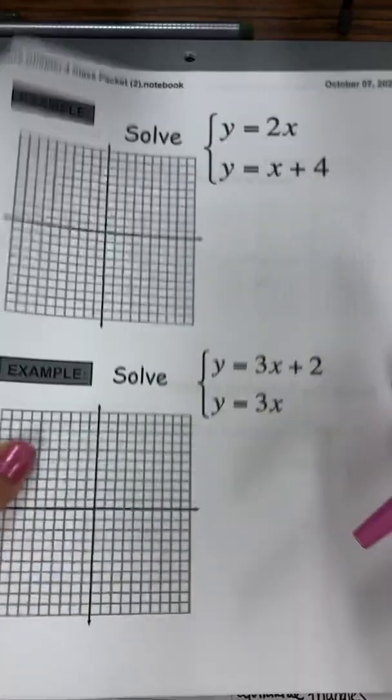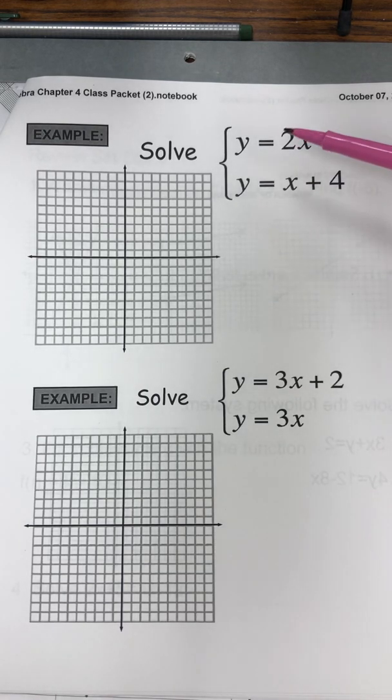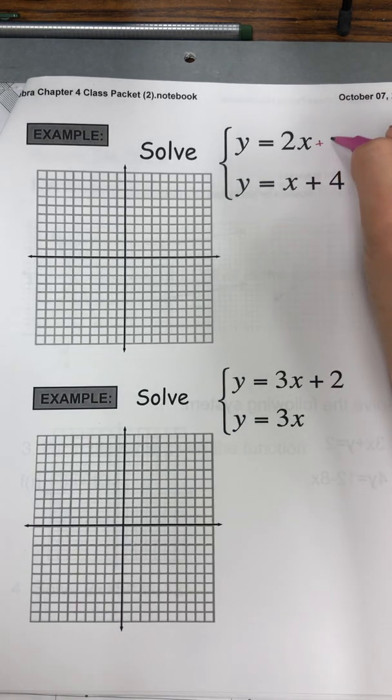So if I move on to page 3, we're going to do some examples. So in this top one, it's a system because I have 2 equations. I'm going to first check if they're in y equals mx plus b, and both of them are. Second step is to graph both of them. So my top one is in y equals mx plus b. Now there is no plus b, so that means it must be plus 0.